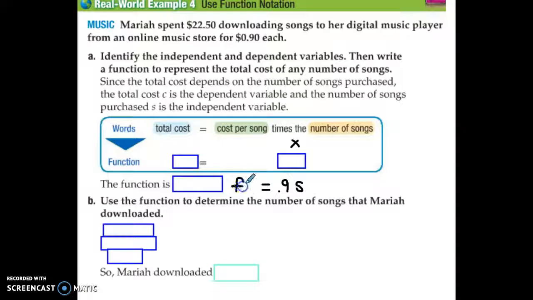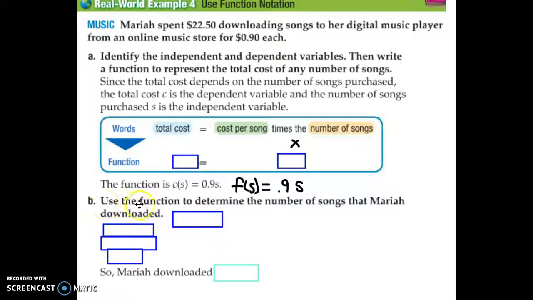The function of, and then you put your letter in here, S. So it's saying the price you pay for the number of songs is that number times 0.9. So here's what the function should look like. Right here, they use C, doesn't really matter what letter you use, but they're saying the cost is equal to 0.9 times the number of songs you buy. So you just write an equation.